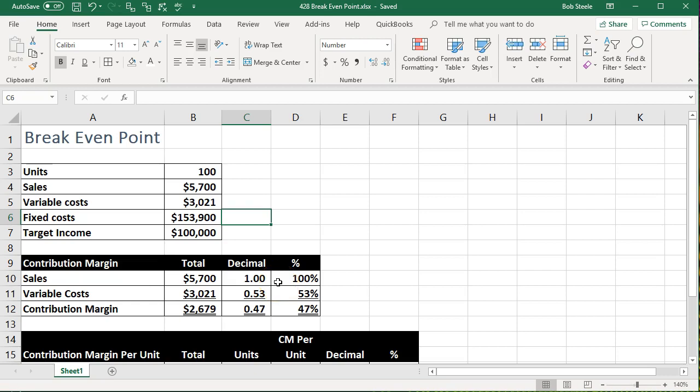In this presentation, we will calculate the break-even point. In prior presentations, we used this data to calculate the contribution margin total, contribution margin per unit, and the contribution margin percent, as well as in decimal format. Now we're going to go on to the break-even point.